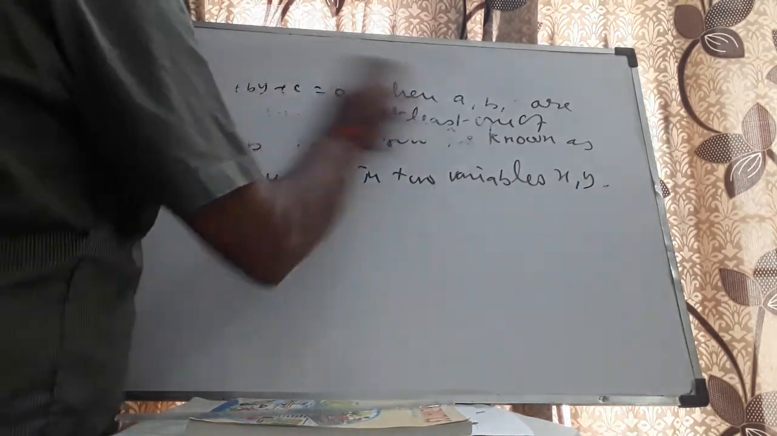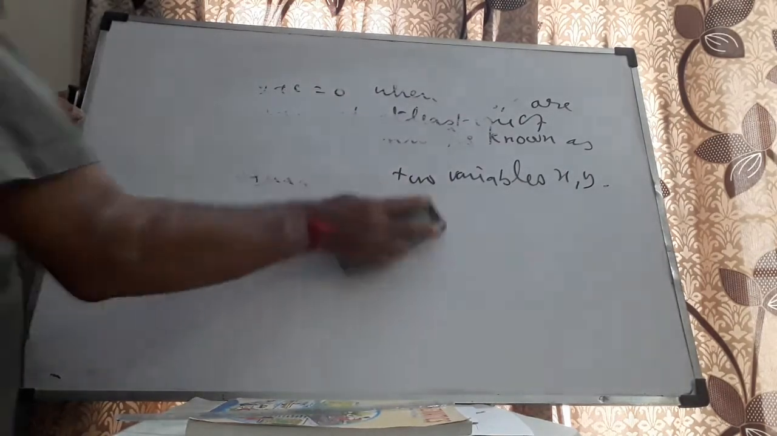Now, if a pair of such equations is given, there will be a set of values x and y satisfying both the equations simultaneously. Such a set of equations is known as a system of simultaneous equations. How to solve? Solving means how to get the values of x and y satisfying both the equations simultaneously.